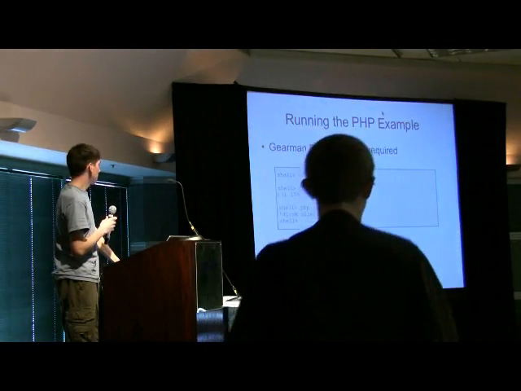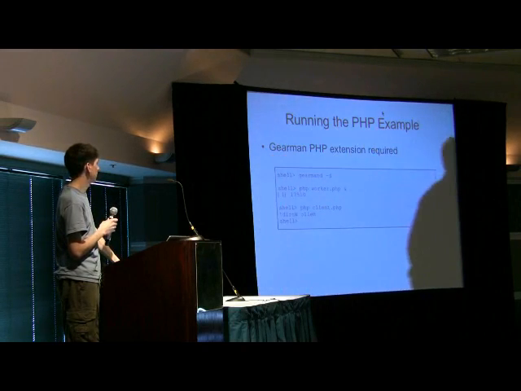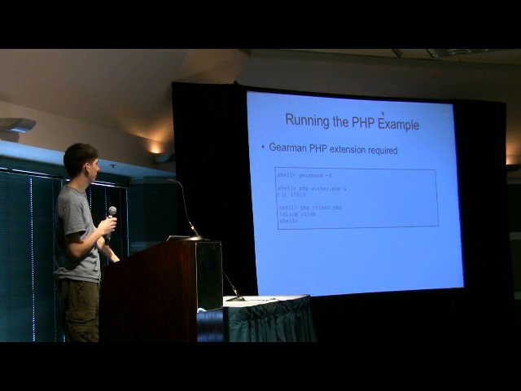So if you actually run it, you run the gearmand, which is the job server. Dash d just puts it into the background. You run the PHP worker in the background, and then you run the client, and it gets back that string in reverse.